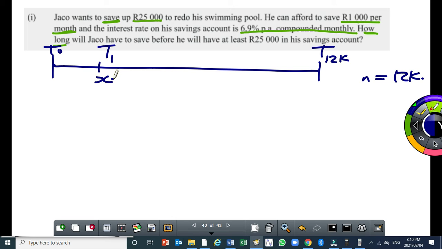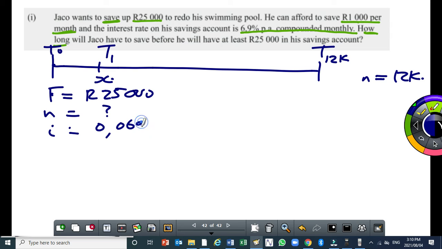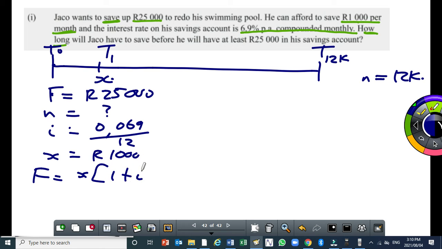So this is what we have. Then what are we given? We are given F is 25,000, and we don't know n. That's the one we want to calculate. Then our interest rate 6.9%, so that is 0.069 over 12, right? And X is 1,000 rand, right? Then I'll write down my formula. F equal to X times 1 plus I raised to the power of n minus 1, close the bracket, divided by I.